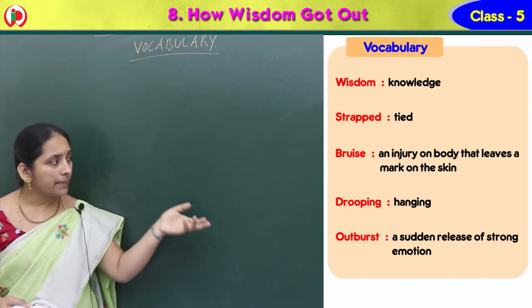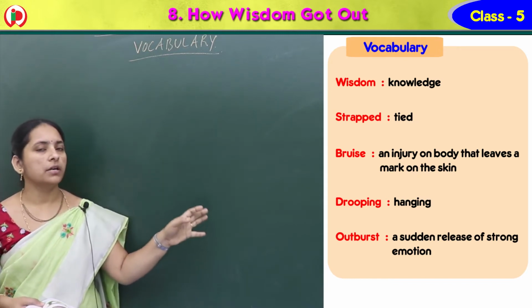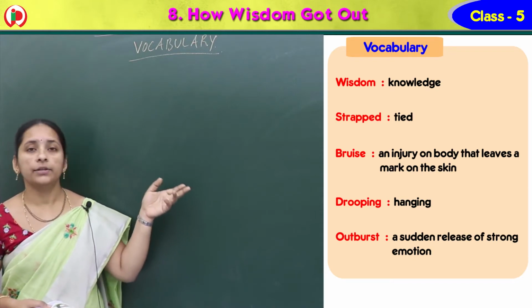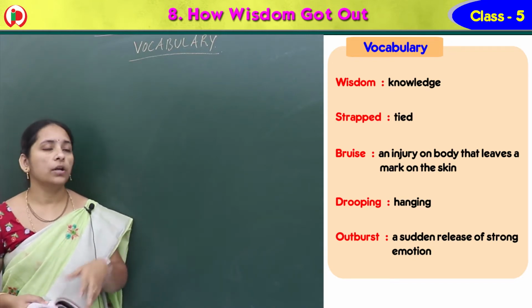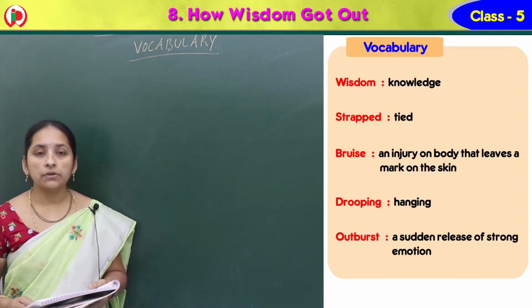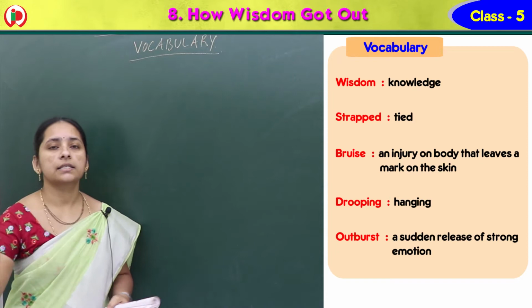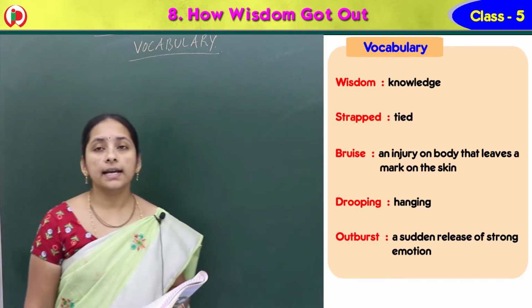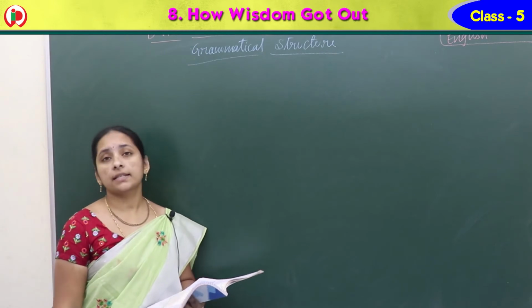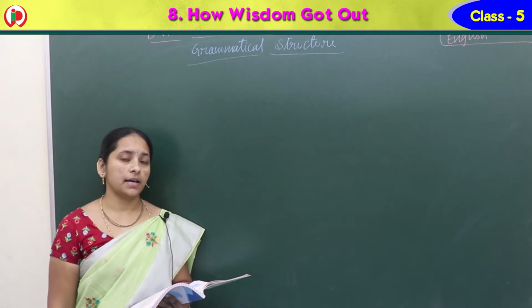So these are the meanings we have, the main important words in this lesson. And some more important words also I told you. So that's why read all the meanings once again. Learn this. Okay? So now we can see the grammatical structure. See children, the grammatical structure we have in this lesson.